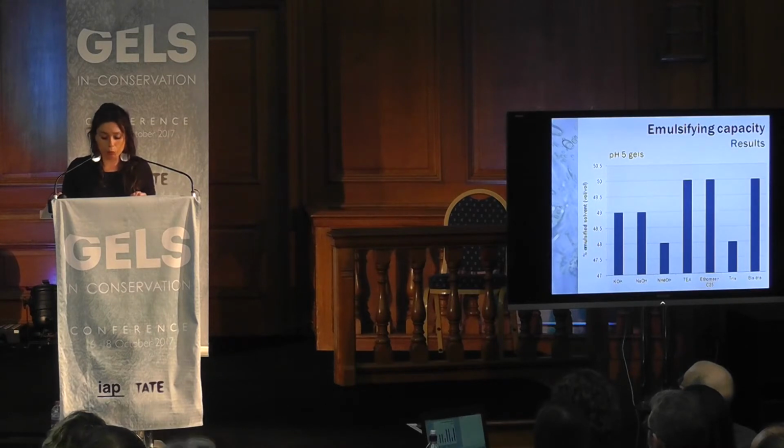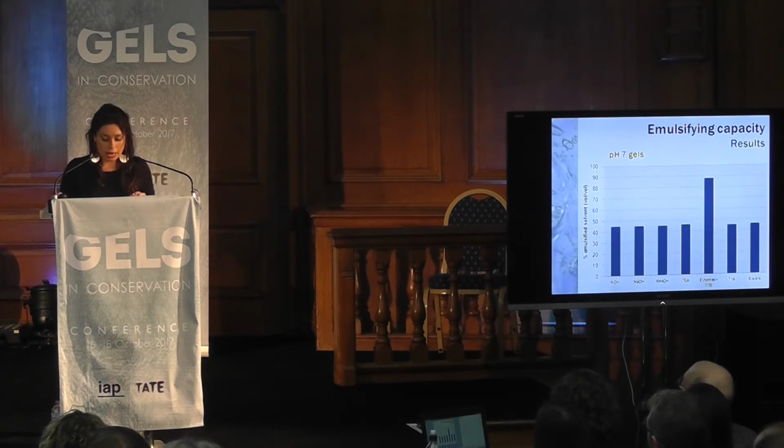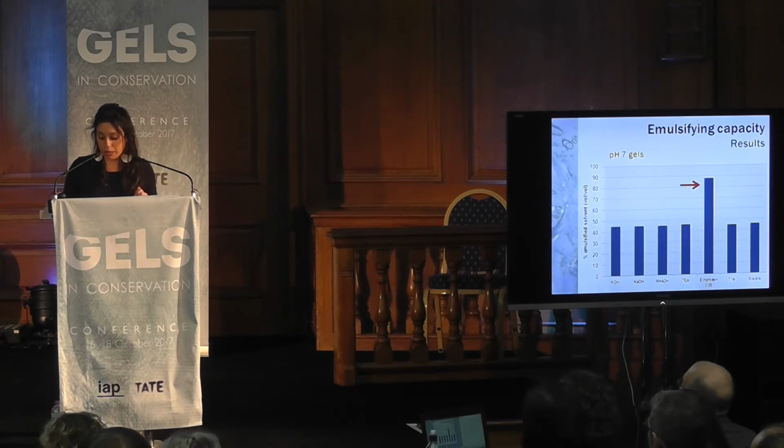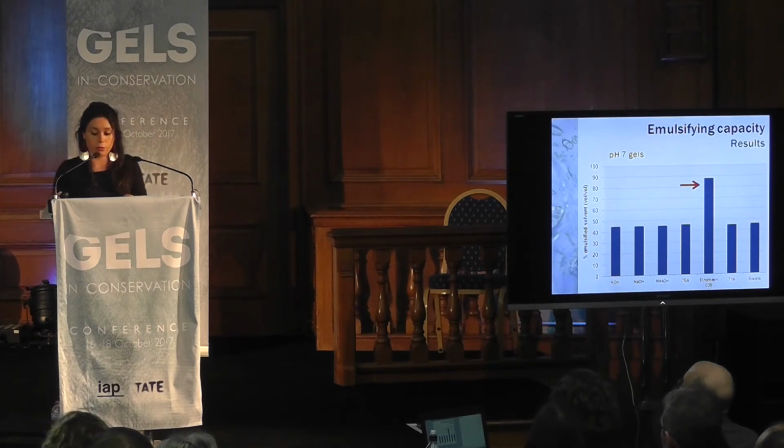We could reach up to 48 to 50% of white spirit for pH 5 gels and 45 to 46% for neutral gels. The only significant difference was found with etomine, which allowed to incorporate up to 88% of white spirit. Therefore, etomine acts as co-surfactant, enlarging Pemulen emulsion capacity and creating even water-in-oil emulsions.